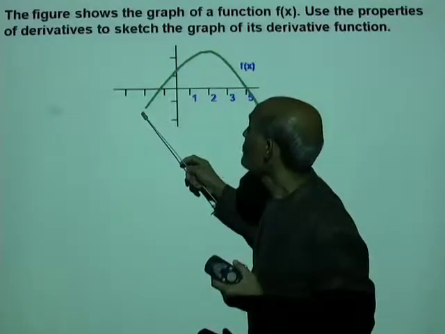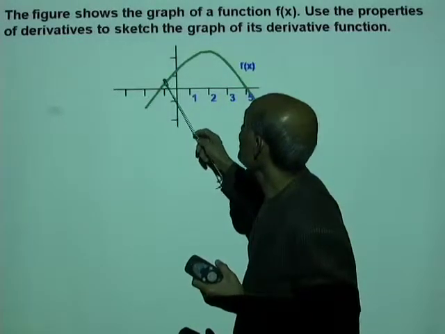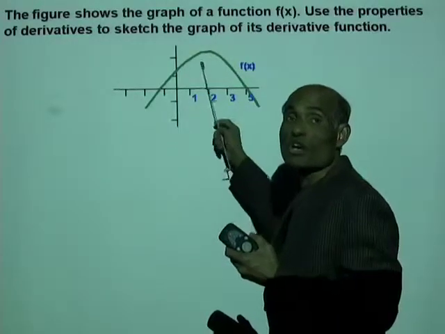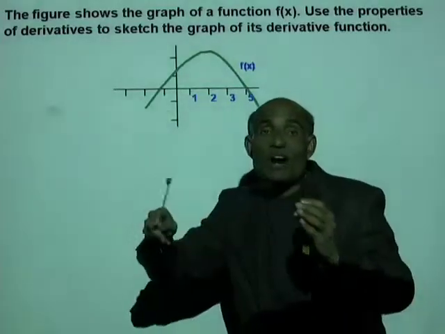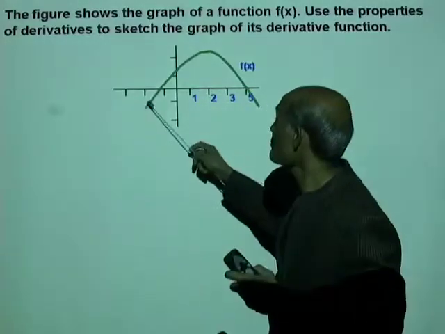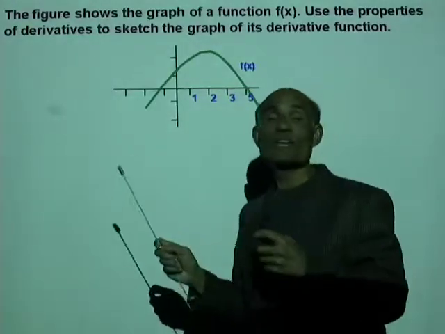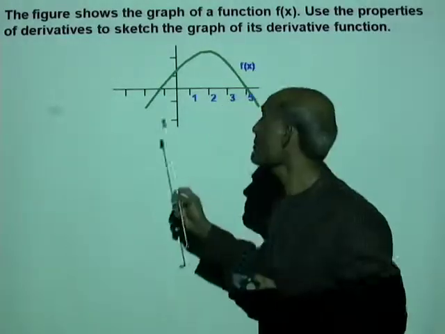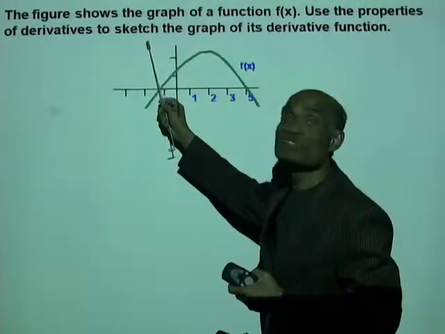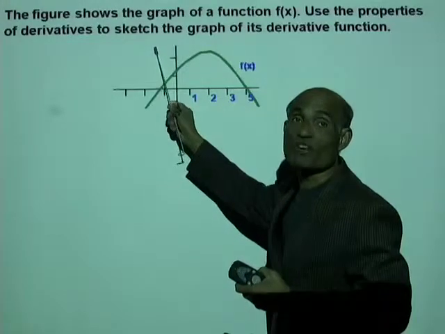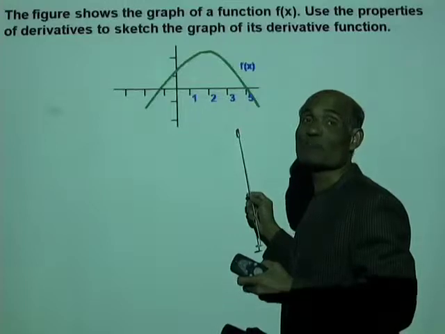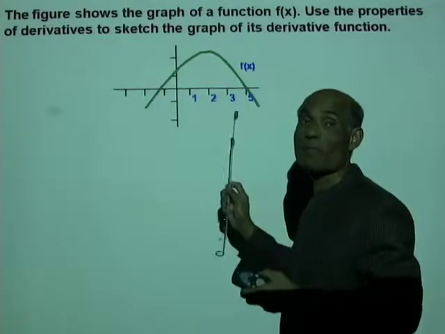Then, if you notice here, the graph is concave down. The graph is concave down in its entire interval. If the graph is concave down, its derivative will be continuously decreasing. That means the derivative will start at a point somewhere here and will decrease. You see that? That's right.